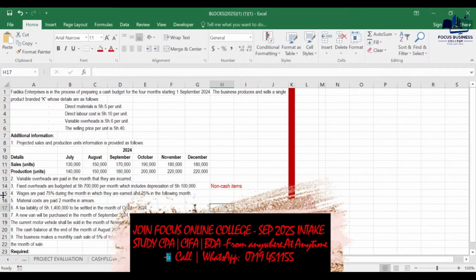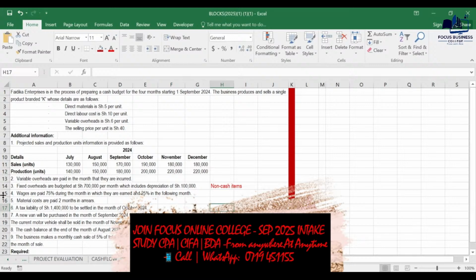And then number 4, we are told wages are paid 75% during the month in which they are incurred or basically earned, and 25% in the following month. Number 5, material costs are paid 2 months in arrears. So in other terms, the material will be paid after 2 months, in arrears. Number 6, a tax liability of 1.4 million to be settled in the month of October. 7, a new van will be purchased in the month of September 2024 for shillings 2 million. And then you're told the current motor vehicle shall be sold in the month of November 2024, and it is expected to fetch shillings 300,000 from a prospective buyer.